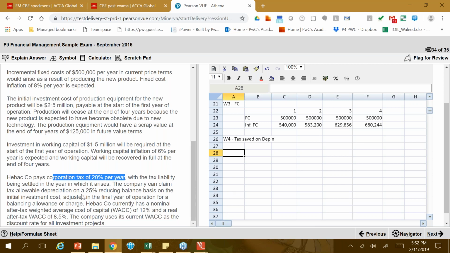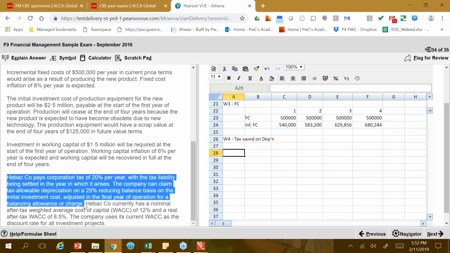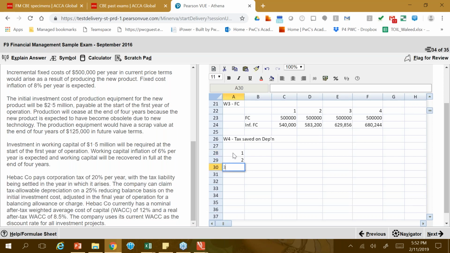Well, this is like a standard information. The only thing which can change in the exam usually on this kind of information is they can give you a different tax rate. They can give you a different depreciation percentage. They can say that the tax is in arrears. But apart from that, the structure will remain the same. So the first thing I have to do now is identify the years in which the tax saving will be happening. And the tax saving here is in the same year. So I'll put here 1, 2, 3, 4. And I know that the last year will always be the balancing figure.